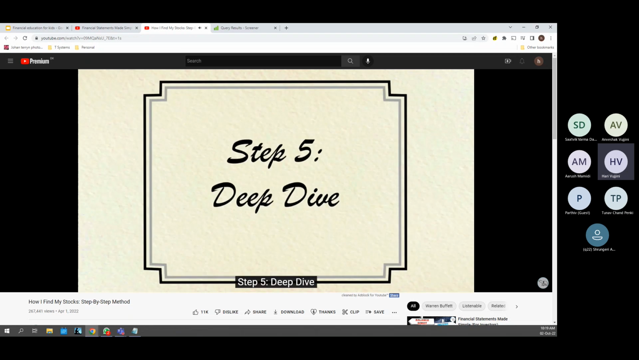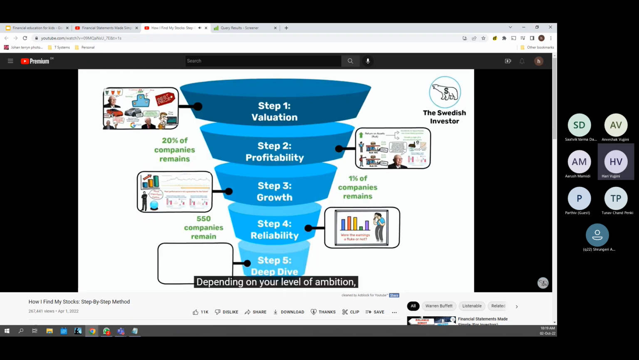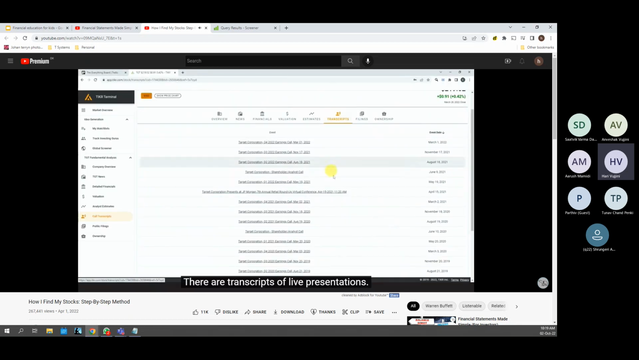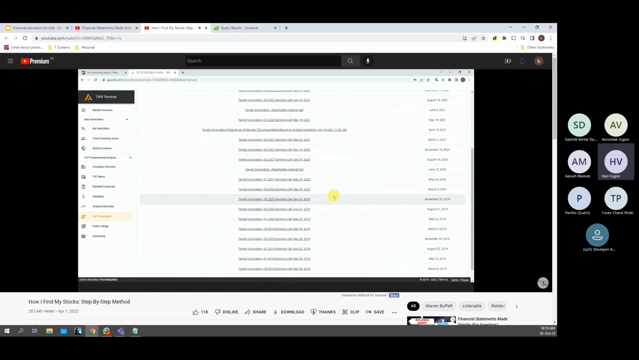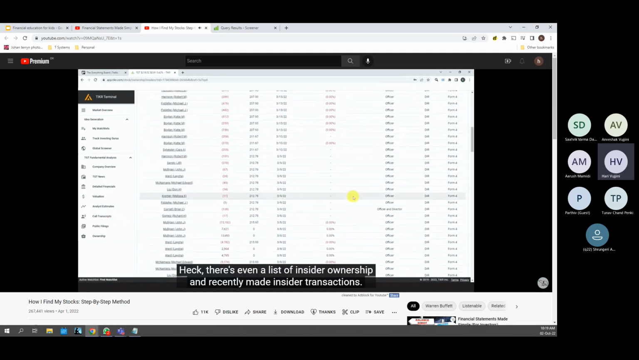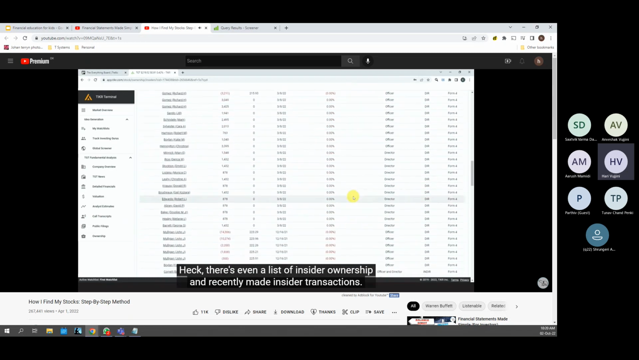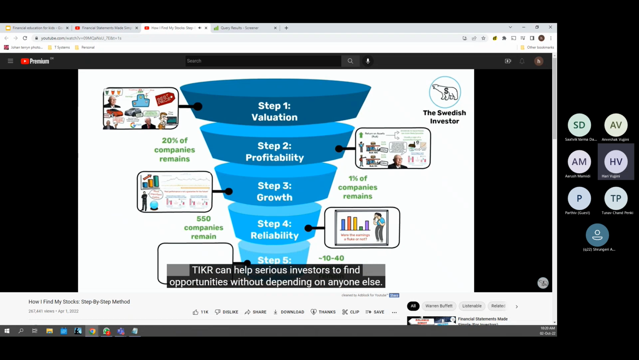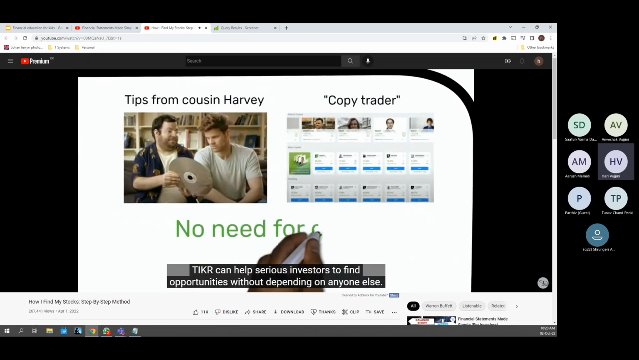Step 5. Deep dive. Depending on your level of ambition, there are more things to evaluate from here, and Ticker can help you with that too. You can find pretty much all public filings of companies. There are transcripts of live presentations. Heck, there's even a list of insider ownership and recently made insider transactions. Ticker can help serious investors to find opportunities without depending on anyone else.